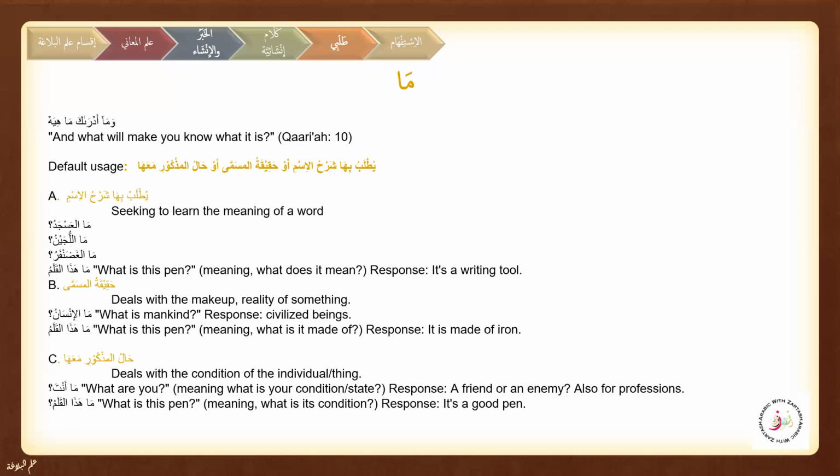So now the intent is different. First, we learned the intent of sharhul ismi, seeking to learn the meaning of a word. Then we learned about haqiqat al musamma. The last intent of ma is hal al maskuri biha ma'aha, which deals with the condition of an individual or anything.